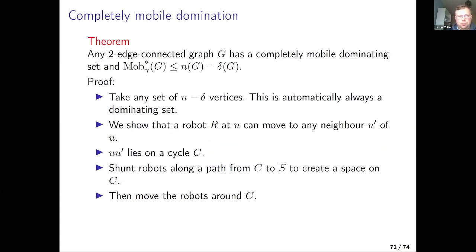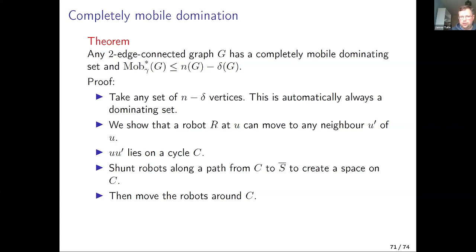We could also think about the completely mobile version of this problem, in which we want it always to be a dominating set, but we also want that every robot can visit every vertex. Firstly, it's not known that every graph has such a set at all. But if it's two edge connected, then we always have a completely mobile dominating set, and the number of vertices in that set is bounded above by n minus the minimum degree. Why? Well, if you take n minus delta robots, those automatically have to be a dominating set.